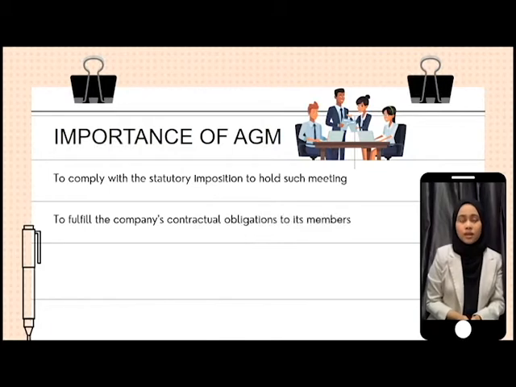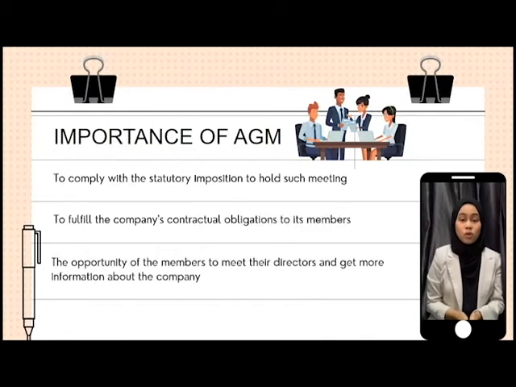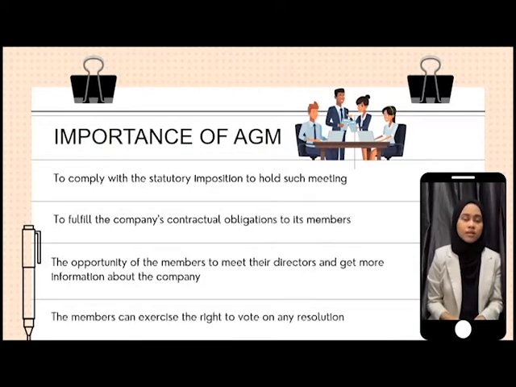Other than that, the annual general meeting provides the opportunity for members to meet their directors and to question them on the company's accounts, the directors' report, and the company's position. Lastly, the members can also exercise the right to vote on any resolution on the election of directors, appointment of auditors, issue of additional shares, and payment of dividends.